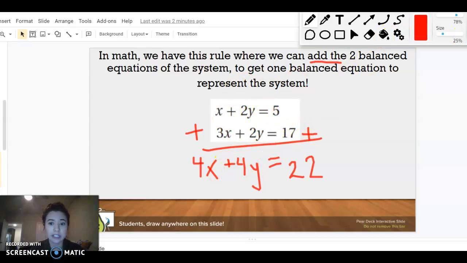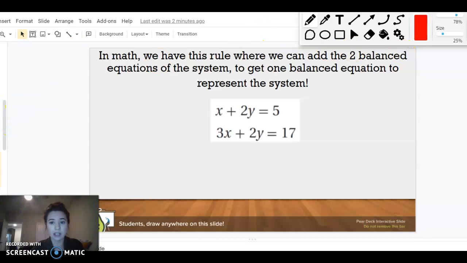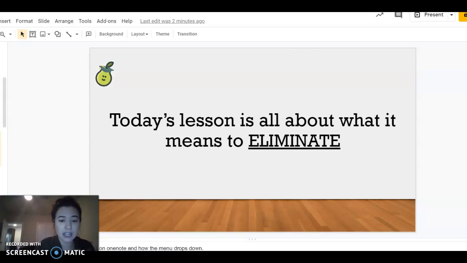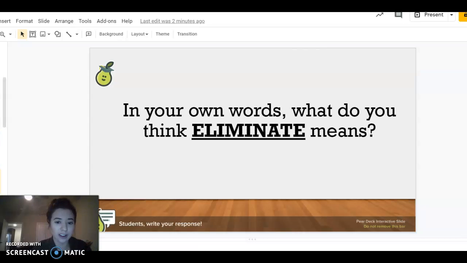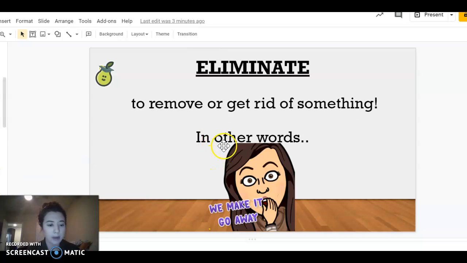So there's this rule, and we need to keep that in mind as we get into our new method. Today's lesson is all about this method called elimination. So, this idea of to eliminate. If you were in class, I asked you, in your own words, what do you think eliminate means? Take 20 seconds, think of the word eliminate, and what do you think of when you hear it? Hopefully you think it means to get rid of, and you'd be exactly right. To eliminate means to remove, to get rid of something. We can make it go away.